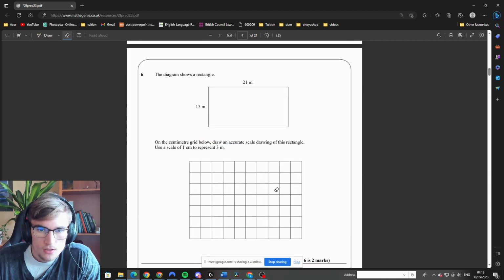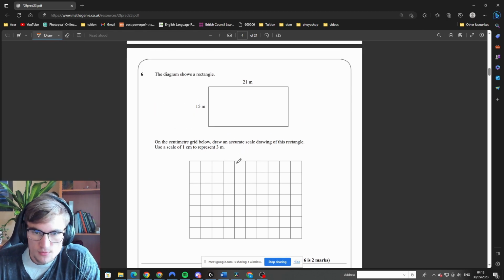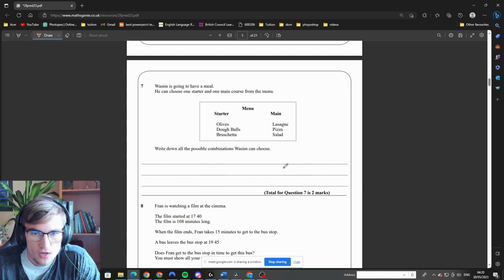The diagram shows a rectangle, 15 by 21. On the centimeter grid below, draw an accurate scale drawing of this rectangle. Use a scale factor of 1 centimeter that represents 1, 2, 3, 4, 5, 6.